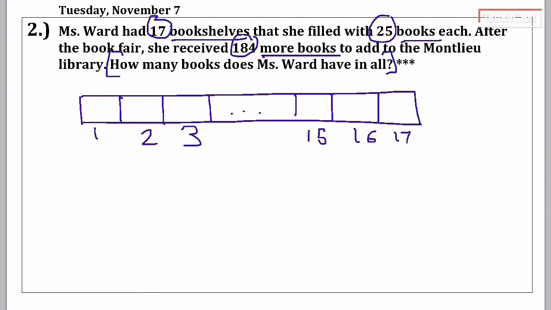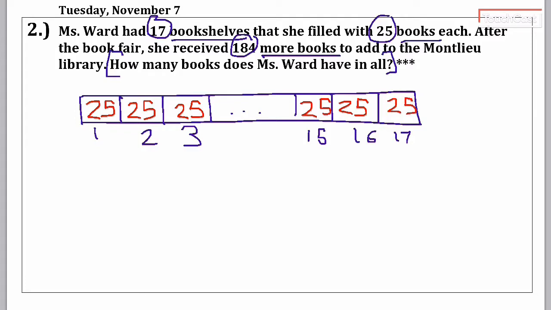And on each shelf, she has 25 books. So I'm going to write 25 to represent each shelf has 25 books. And this would be 25, 25, 25, 25, all the way to the 15th shelf, the 16th shelf, and the 17th shelf.